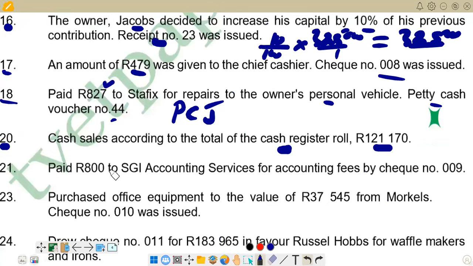So this is the next transaction that we have now. It's on 21. And it reads paid 800 rands to SGI accounting services for accounting fees by check number 009. So the amount there is 800. And the payee is SGI accounting. SGI accounting is the payee.